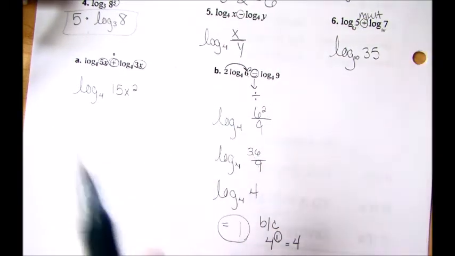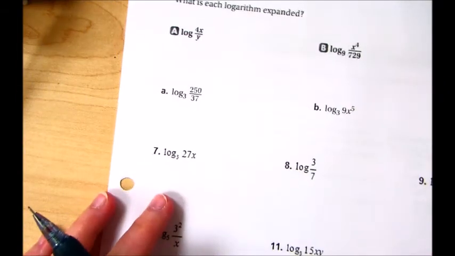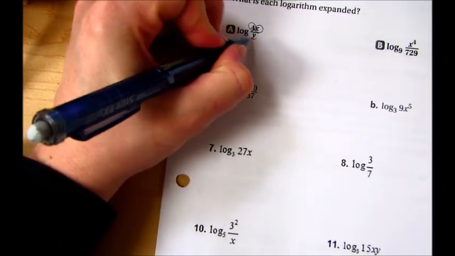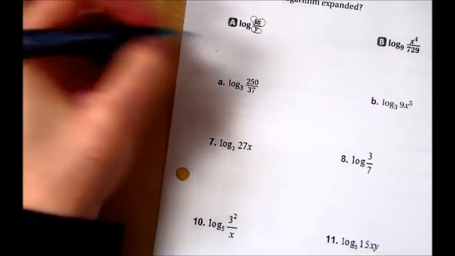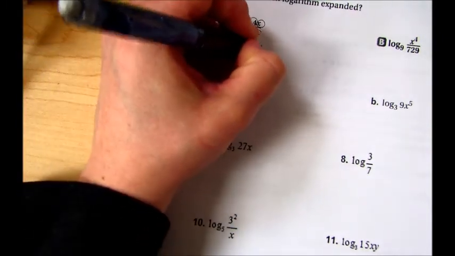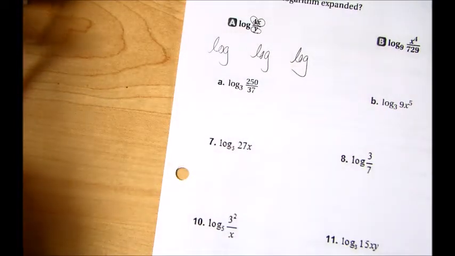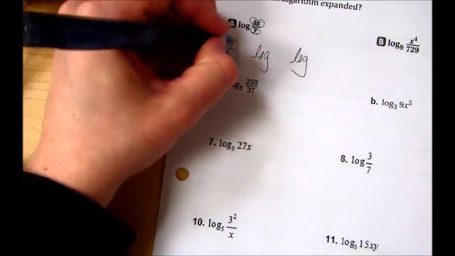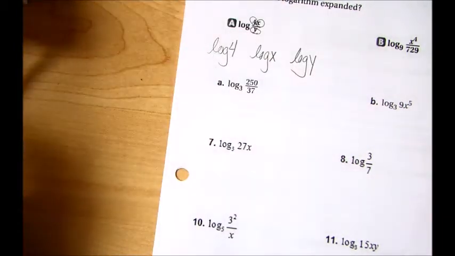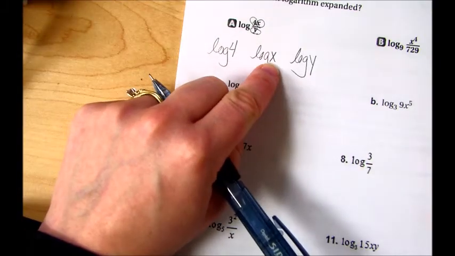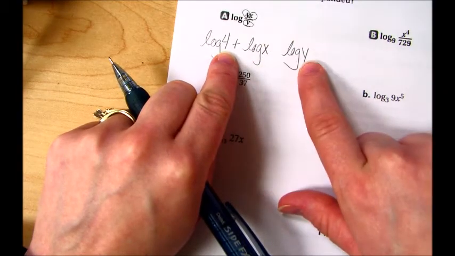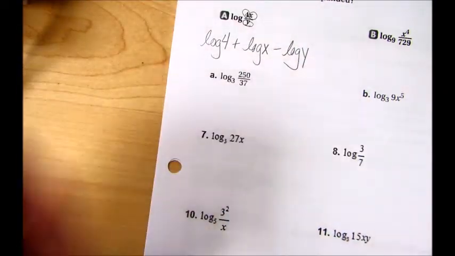Okay? Now let's take a single log and spread it out. So if you look at A, I see 3 different things inside my logarithm. I see a 4, I see an x, and I see a y. That's going to be 3 different logs. So log, log, and log. 3 different logs because I'm separating the 4 from the x and the y. Now the 4 is first, the x is second, the y is last. Because the x is on top being multiplied, I will add those two together. That would give me 4x. Because the y is on the bottom being divided, that would be a minus sign.